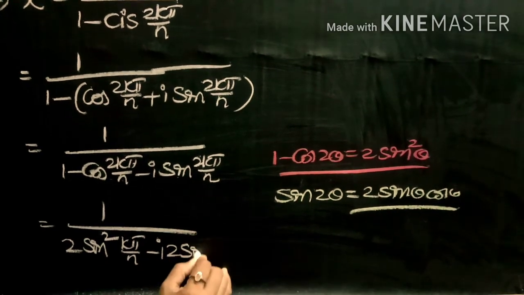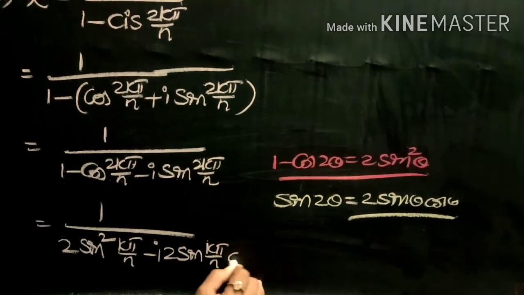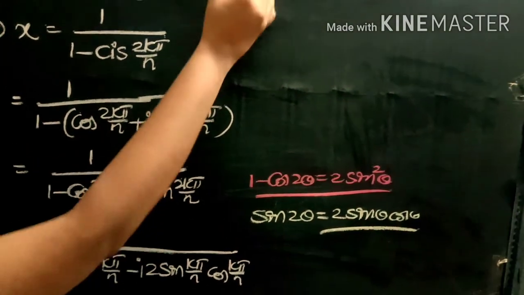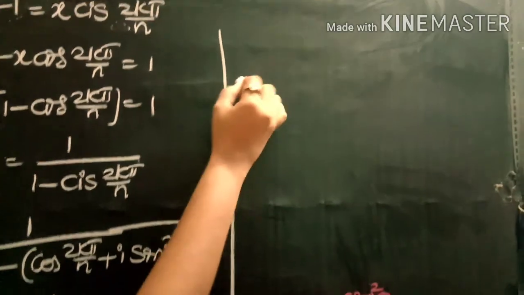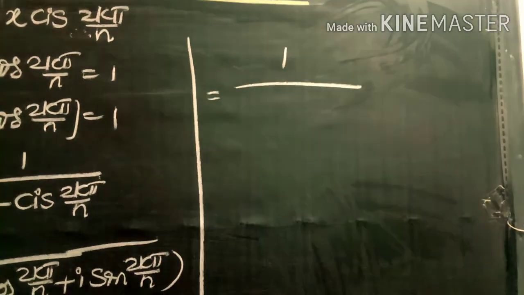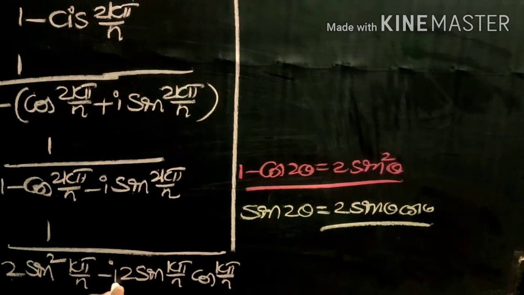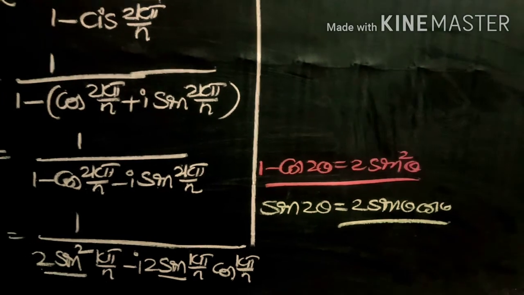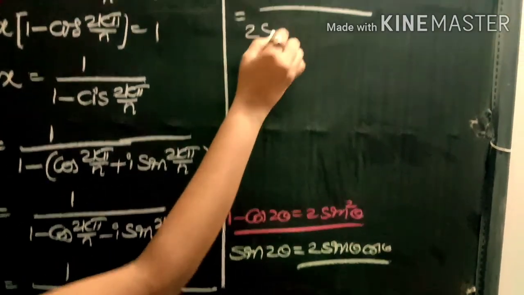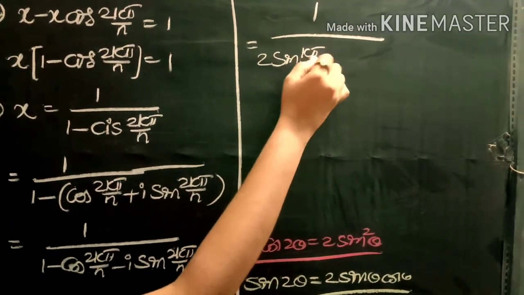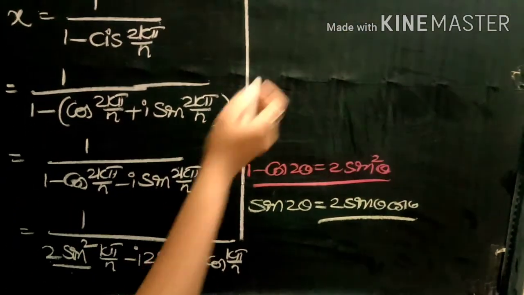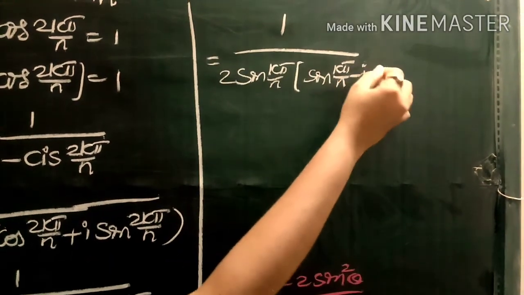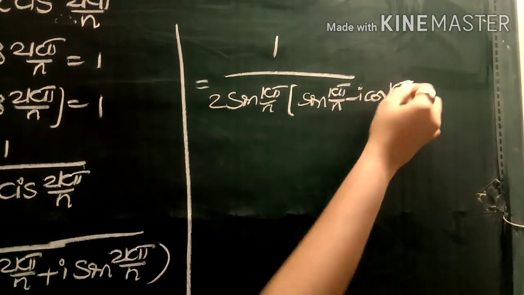2 sin theta, 2 sin k pi by n into cos theta, cos k pi by n, and this equals 1 by, here 2 sin square k pi by n minus i into 2 sin k pi by n cos k pi by n. Taking 2 sin k pi by n common from these two terms, that is 1 by 2 sin k pi by n into, the first remaining term is sin k pi by n minus i cos k pi by n.